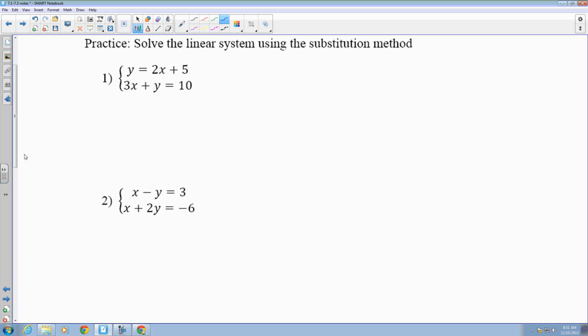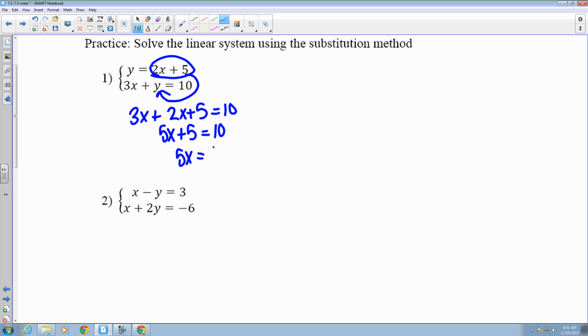Okay, we're going to do the same thing on these three. Top's already solved for y, so you're going to plug that into the y spot in the bottom equation. Combine like terms. And we get x equals 1. Then we're going to take that and plug it into the x spot on the equation that's solved for y. We get y equals 7.